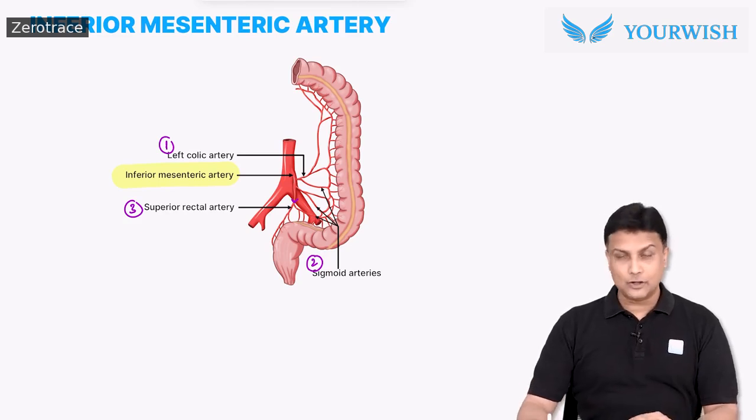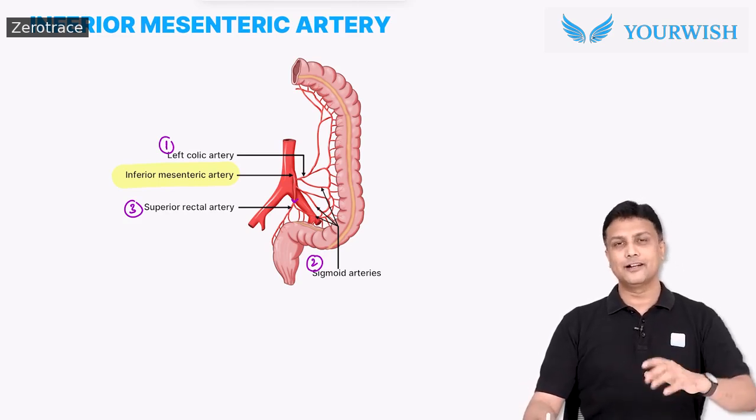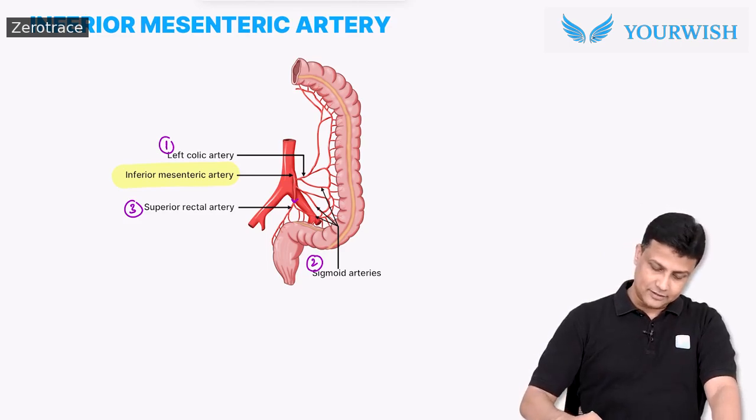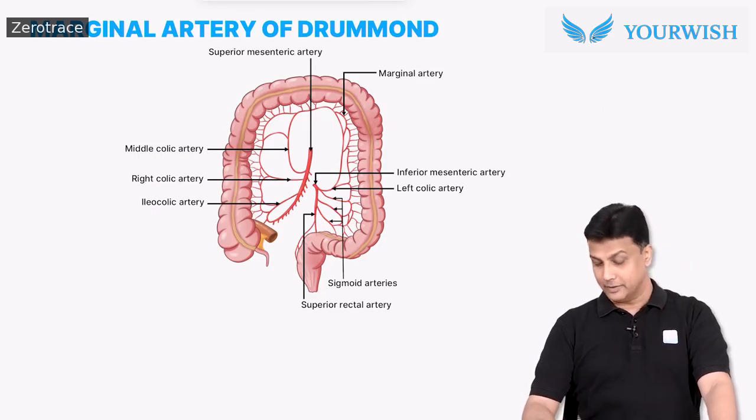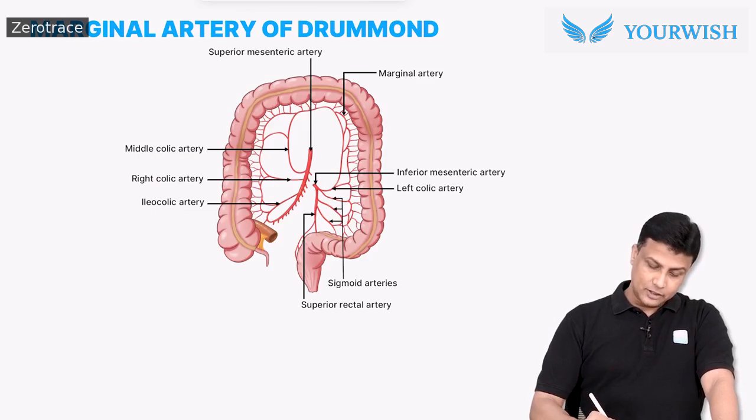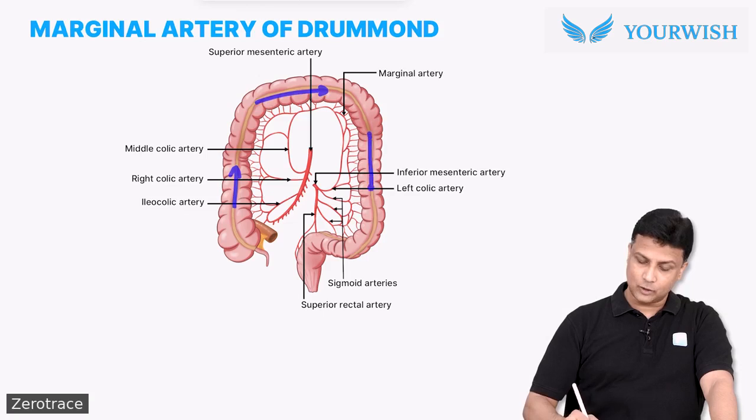Now once we are done with all that, the foregut, midgut and hindgut, their blood supply is done. Now my dear friends, let us see one important concept here, that is the marginal artery of Drummond. What is the meaning of this one? Now you can very clearly see in this diagram, you are able to appreciate the ascending colon here, and then the transverse colon here, and the descending colon.